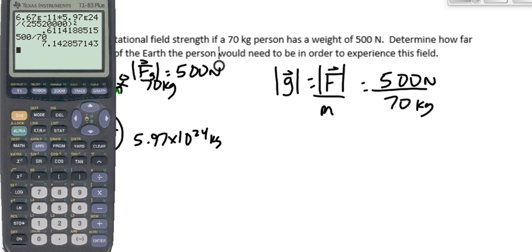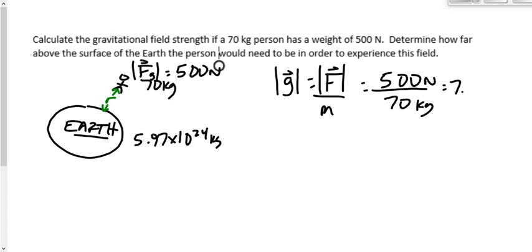Gives me 7.14286. And the units would be newtons per kilogram, or you still could use meters per second squared. That would be okay. I'm going to round that to 2 digits as a final answer.